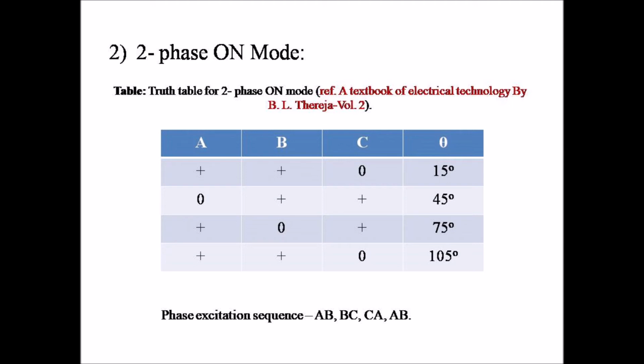Thus, we can see that by energizing two phases simultaneously in sequence, such that first we energize phase AB, then BC, then CA, then AB, and so on, the motor moves in clockwise direction. The switching sequence of the phase is also shown in table for two-phase on mode.